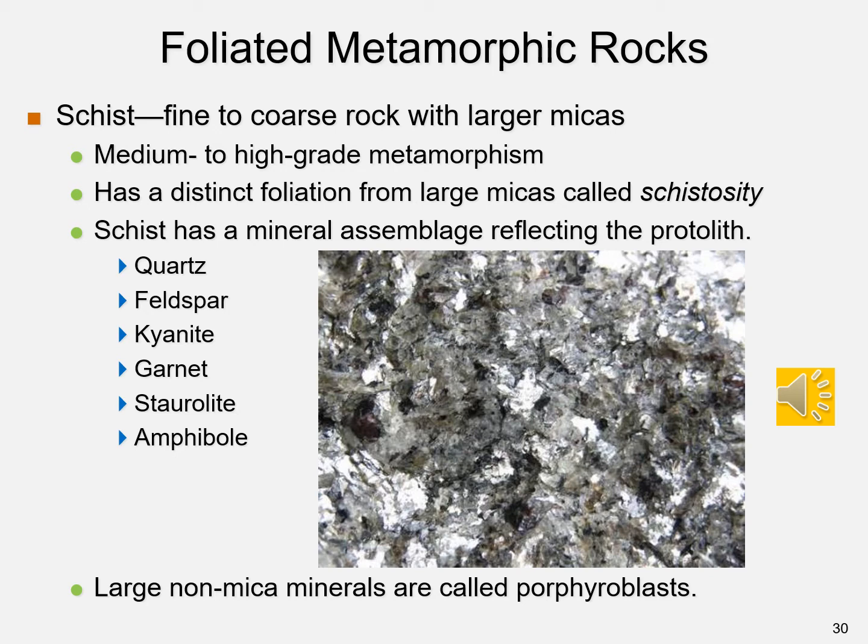Schists can form from a shale protolith, but also from a great variety of other protoliths, as long as the protolith contains the appropriate elements to make mica. In some cases, certain mineral grains in schists grow to be much larger than surrounding grains. For example, garnet crystals in schist may become many times larger than those of other minerals. We refer to those as being porphyroblasts.